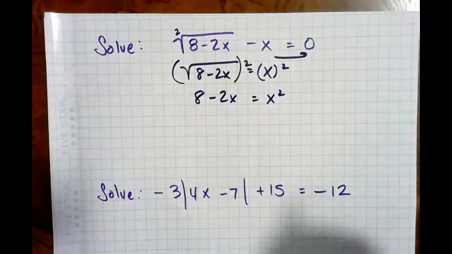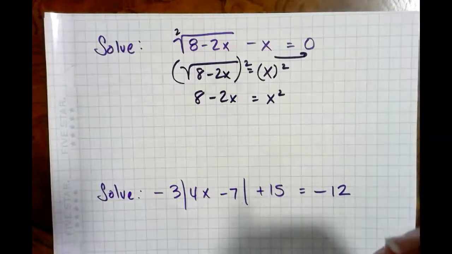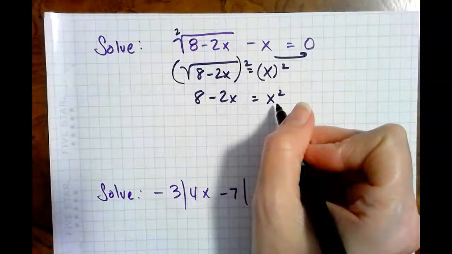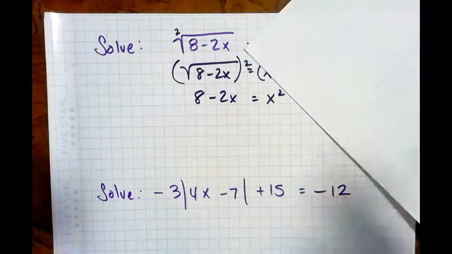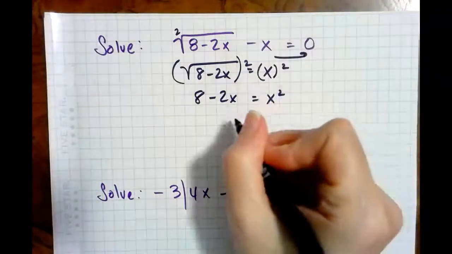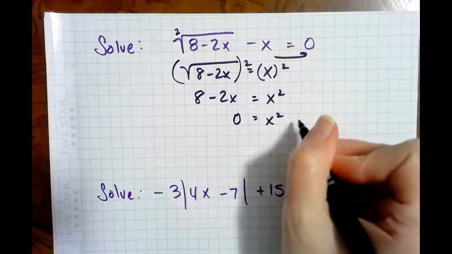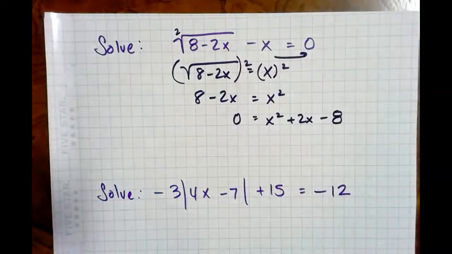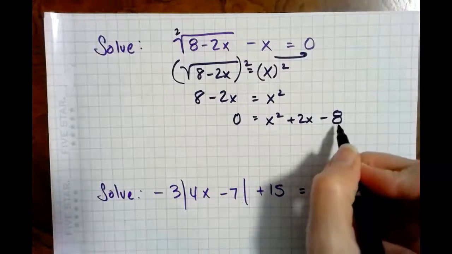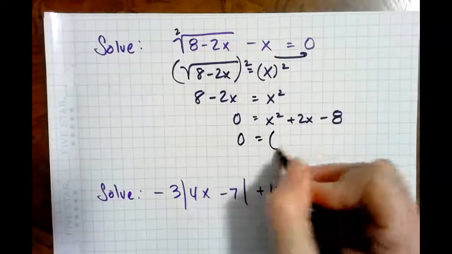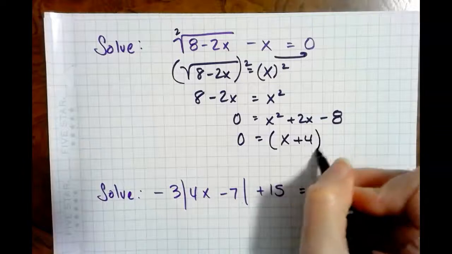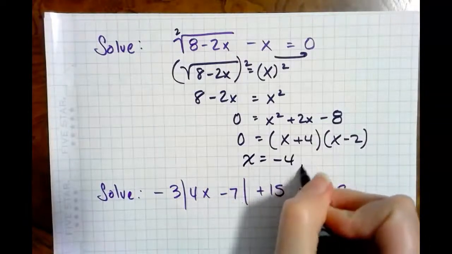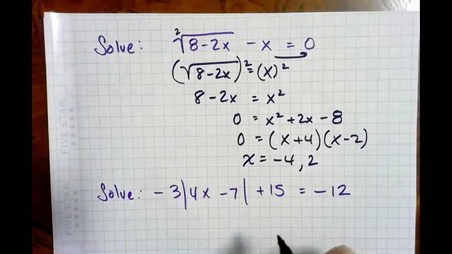And again from here, set equal to 0, and if possible, factor and solve. So since my x squared is positive on the right, I'm going to move everything to the right, and we will have 0 equals x squared plus 2x minus 8. And I believe this little guy is factorable. Factors of negative 8 that add up to 2 are x plus 4 and x minus 2. X equals negative 4 and a positive 2.